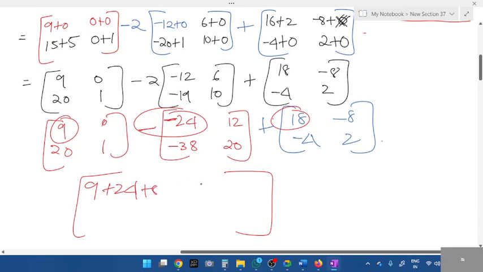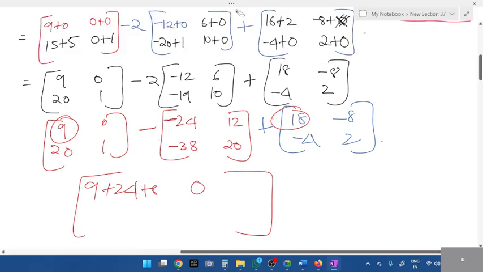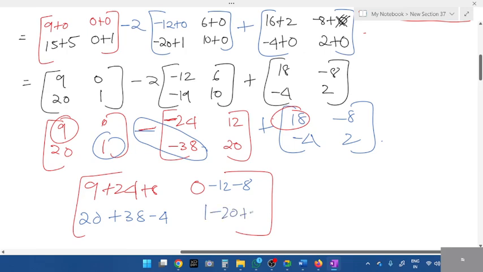Take the next one. 0. What is the sign outside? Minus 12. Minus 8. Next, 20 plus minus 4. Look at this. Whoever got confused with 38, minus into minus is plus 38. Next one, plus 2. This will give you the final answer.